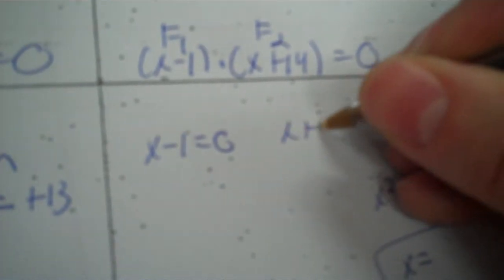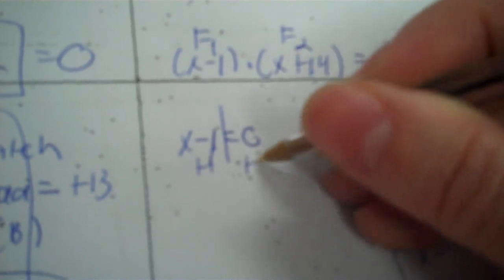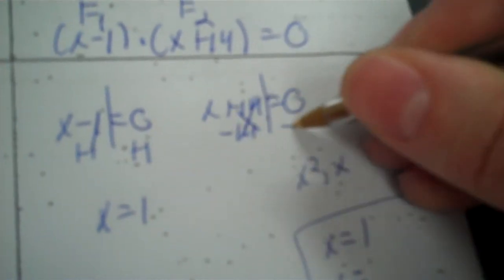So F1, F2. Okay. So x minus 1 could equal 0, or x plus 14 could equal 0. So if I plus 1, I get 1. There's my first answer. And if I minus 14 from 0, it takes us to negative 14. Okay, cross that one out.